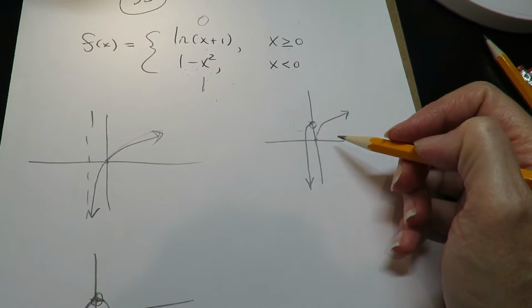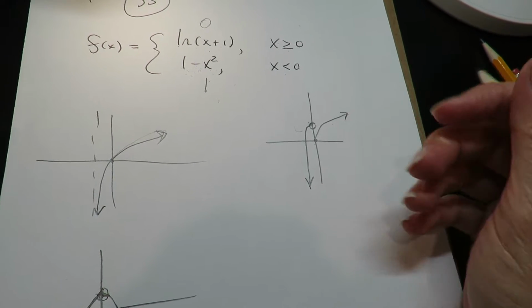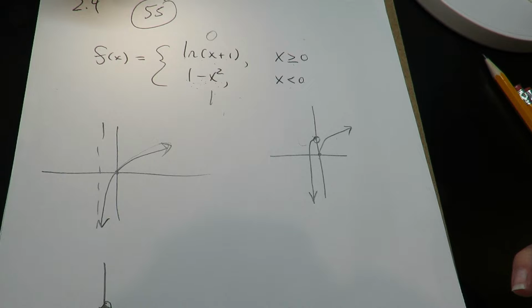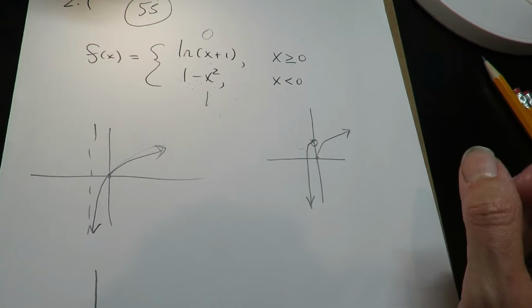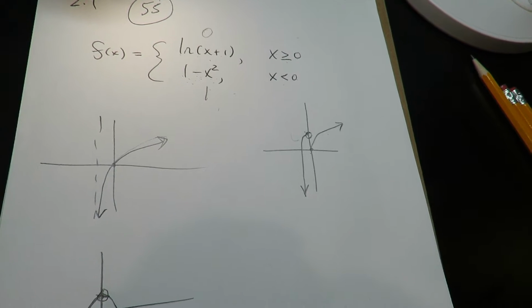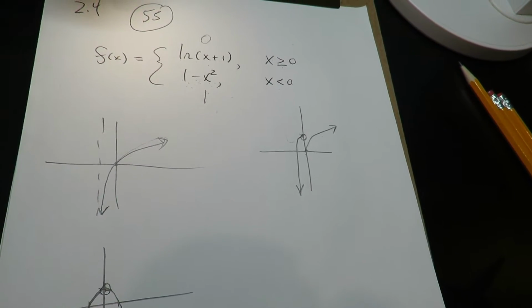And remember, for continuity, you need those 3 constraints. You need the point at c to exist. You need the one-sided limits to exist and be equal. And then you need the two-sided limit to equal that value you're looking at, f of c.